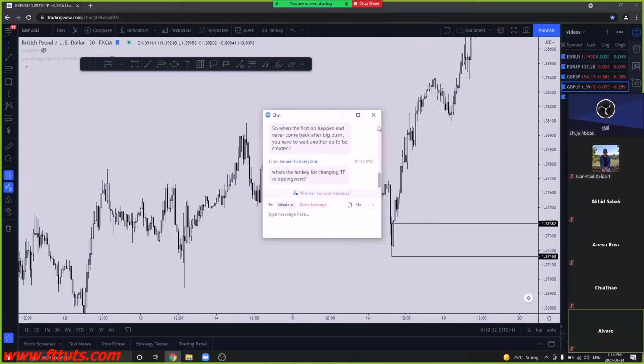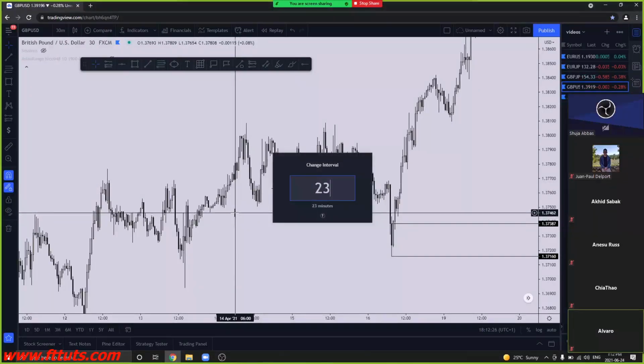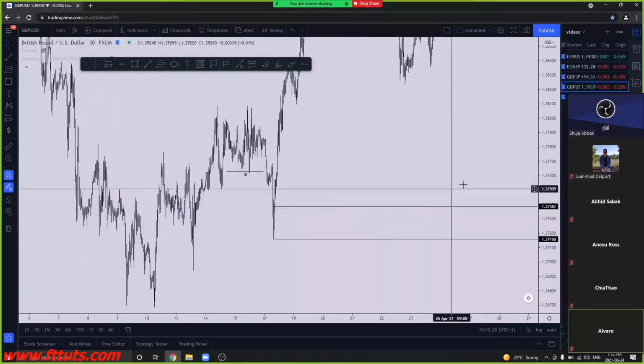What's the hotkey for changing? Oh, so it's just your keyboard. Go on your keyboard and type in 2. So 2, 3, 4. Just type in whatever, and then it comes up.